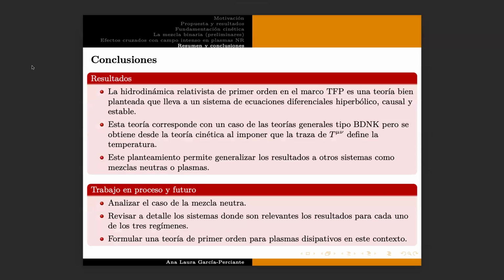So this is kind of a summary and final remarks. We found a first order theory, which is well posed, hyperbolic, everything you would like it to be. It has the form of the general BDNK first order theories, but it is obtained from kinetic theory. You can generalize it to different systems, for example, the binary mixture in an ionized fluid, and work in progress and future work treat the binary mixture of neutral fluids.